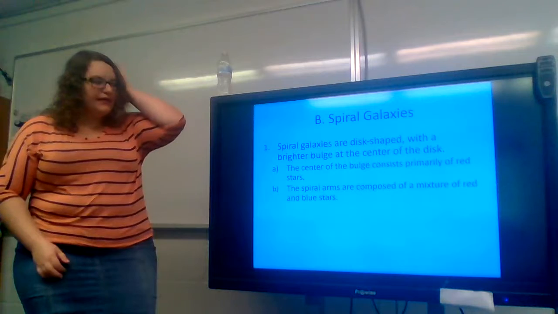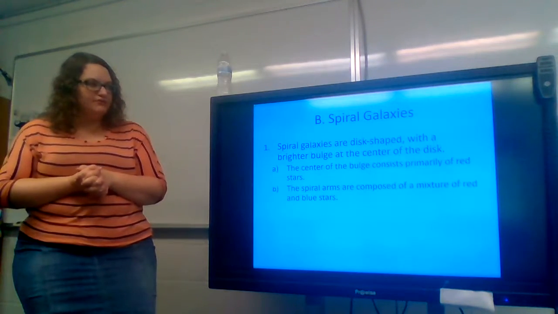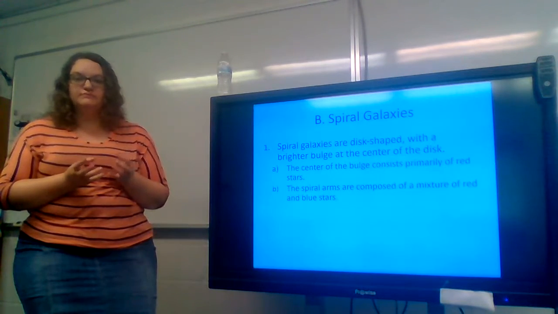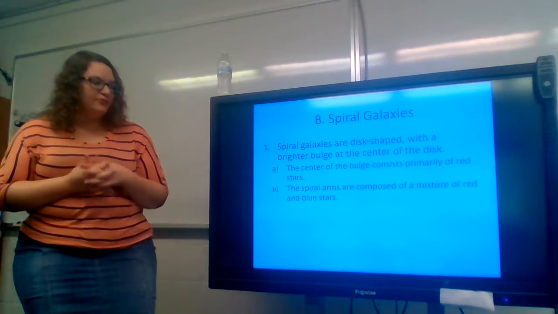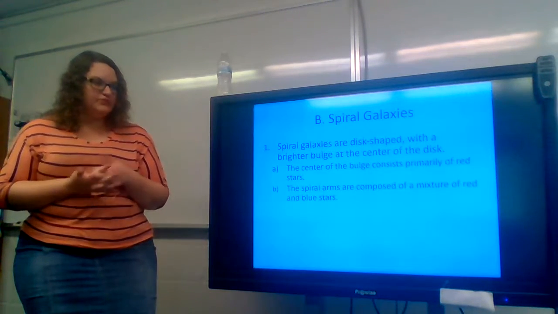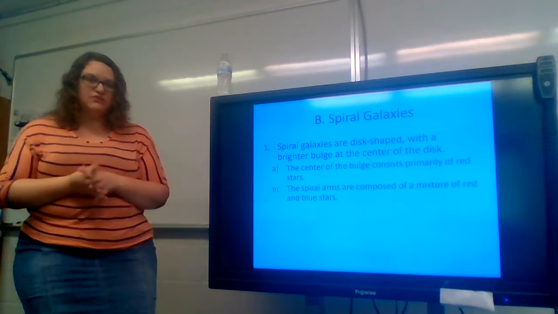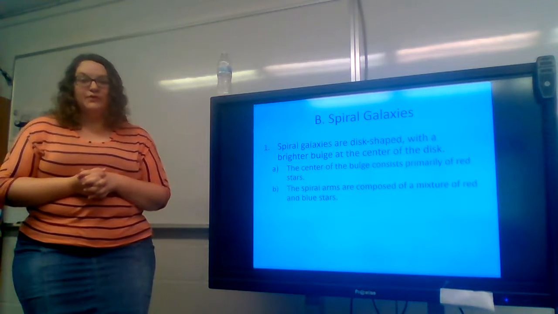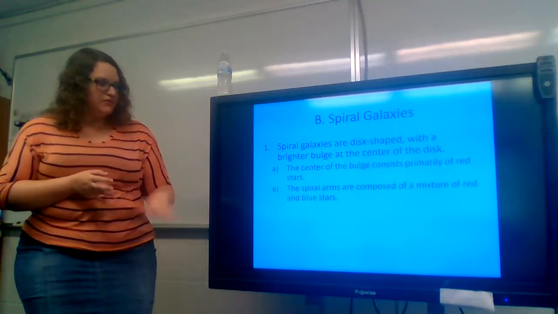All right. Spiral galaxies are disc-shaped with a brighter bulge at the center of the disc. Think of like a frisbee with arms. It's kind of what they look like. The center of the bulge consists primarily of red stars, and the spiral arms are composed of a mixture of red and blue stars. So it's a good mixture of warm stars and cold stars, quote unquote. I mean, obviously, all stars are warmer than what we would ever be able to touch or deal with, but warm stars and cold stars.